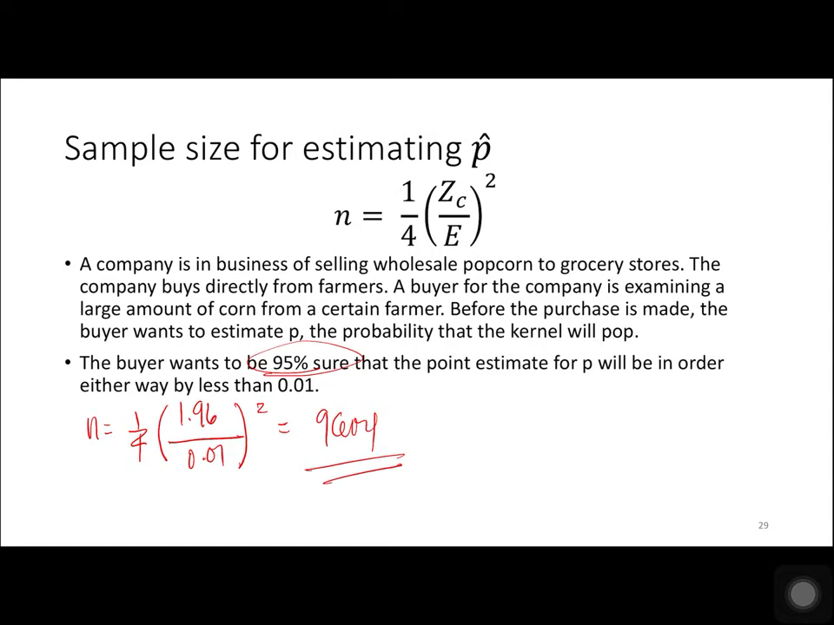Okay, so what if we already have a preliminary estimate of, let us say, 90%? So on our preliminary estimate, we are 90% sure that the kernels from that farm will pop. Let's say our preliminary estimate is 0.9. If we have a preliminary estimate, the formula that we'll be using is n is equal to P times 1 minus P, which is Q, times Z over E squared.